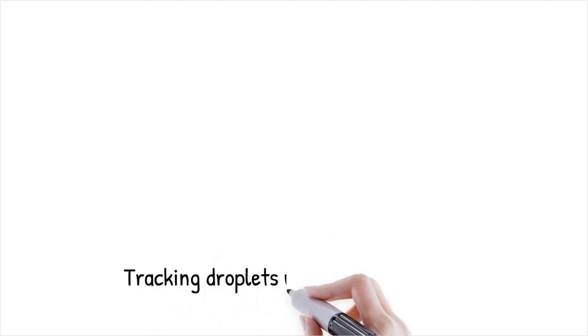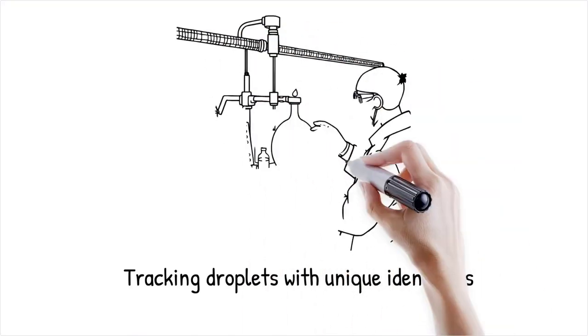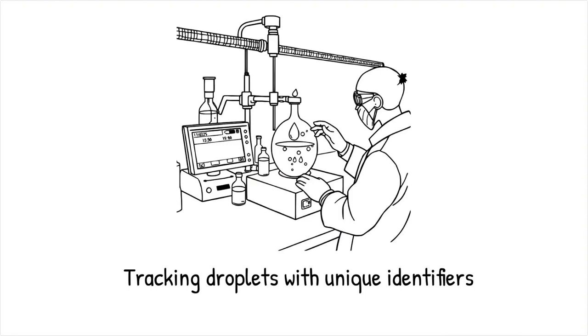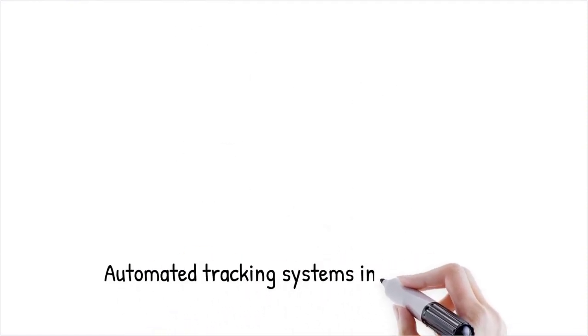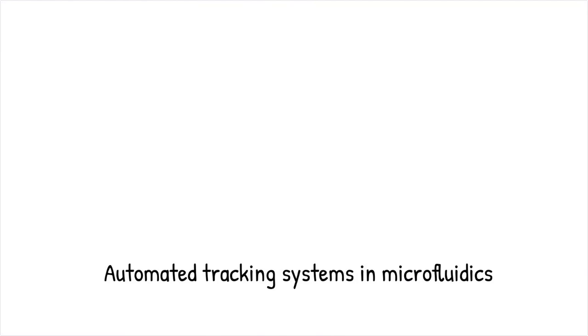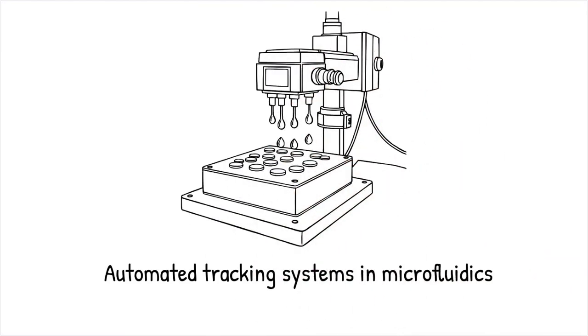To keep track of individual droplets, researchers use barcode molecules, fluorescent tags, or digital droplet PCR encoding increments. Each droplet can be assigned a unique identifier, allowing real-time monitoring of its contents and reaction progress. Modern microfluidic platforms integrate automated tracking systems, ensuring accurate data collection and analysis.